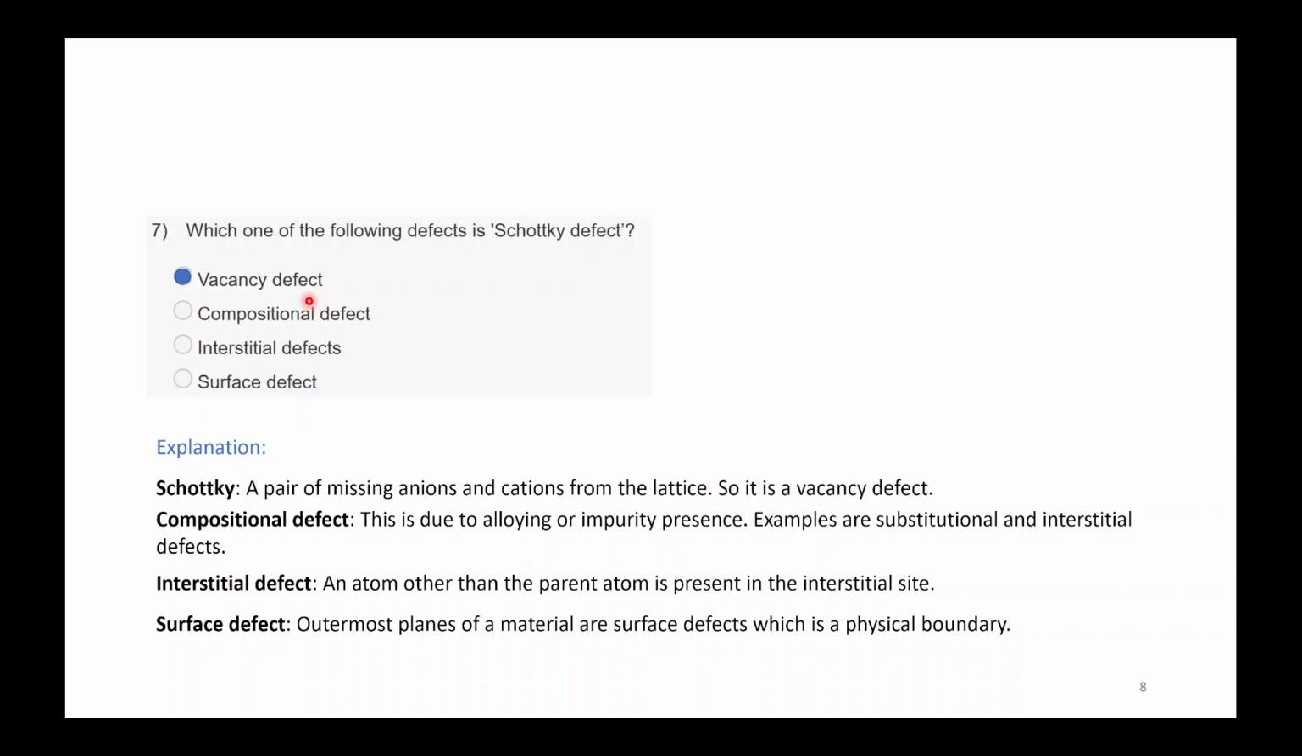vacancy defect. And compositional defect is due to alloying or impurity, so composition change will be there. And examples are substitutional and interstitial defects. And interstitial defect is when an atom other than the parent atom is present in the interstitial site. These interstitial sites can be tetrahedral voids or octahedral voids. And surface defect is the outermost planes of a material, which is a physical boundary of a material. So it will be separating this material from the surroundings.